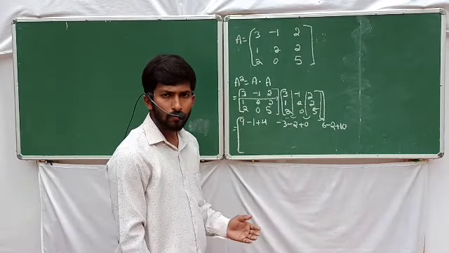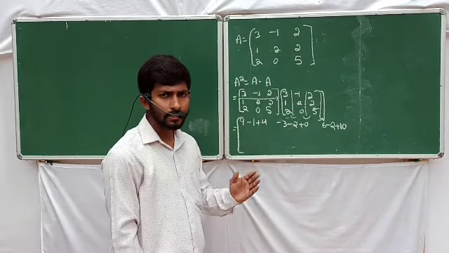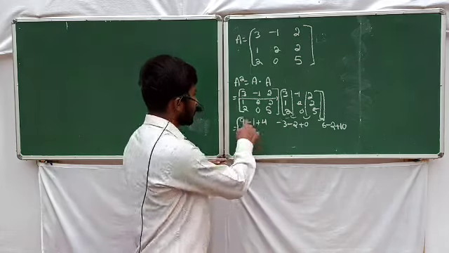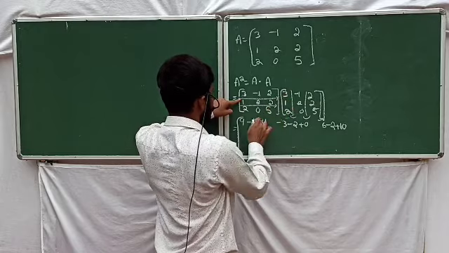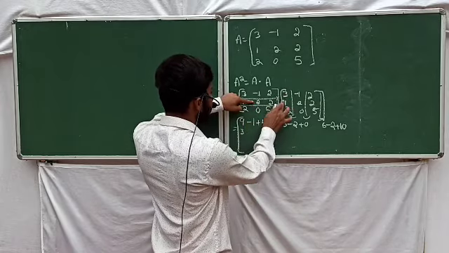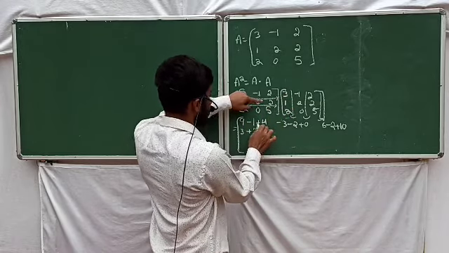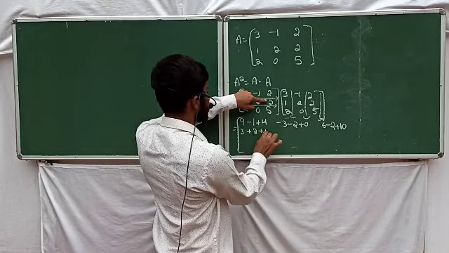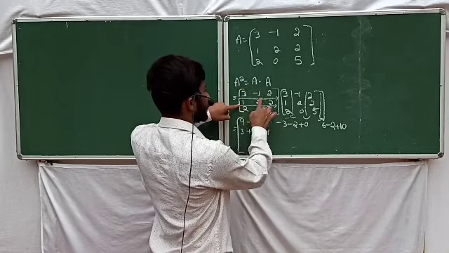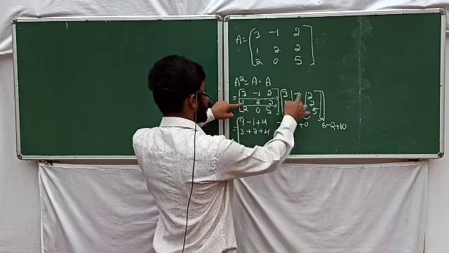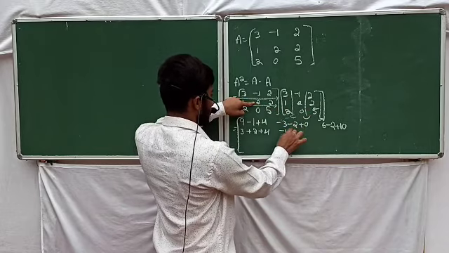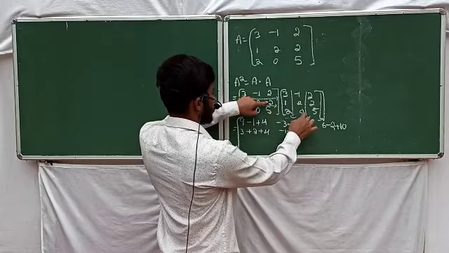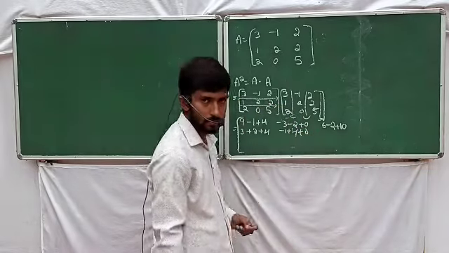Now, row 2 into C1, C2, C3. See here, row 2 is there. 1 into 3 is 3. 2 into 1 is plus 2. 2 into 2 is plus 4. Row 2 into C2. 1 into minus 1 is minus 1. 2 into 2 is equal to plus 4. Plus 2 into 0 is equal to 0.